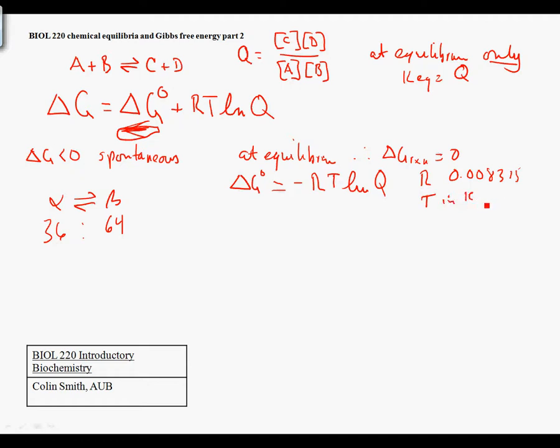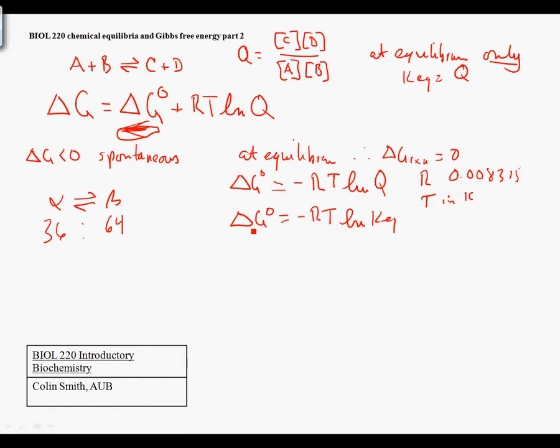And typically we're going to be looking at something that's 300 Kelvin or something like that. So what can we do? We can allow a reaction to go to equilibrium, and then at equilibrium Q is also equal to KEQ, so that means that the standard Gibbs free energy change of this reaction is going to be -RT ln KEQ. So we can solve that then for this number, for the standard.